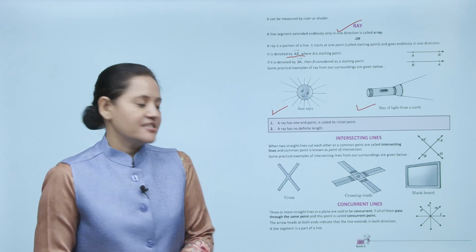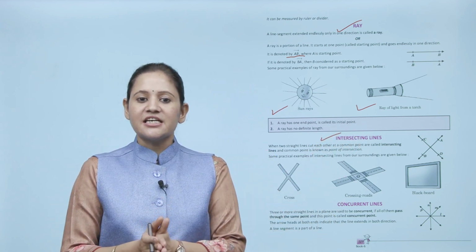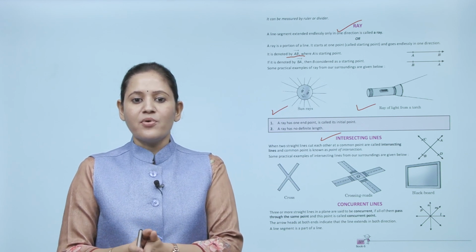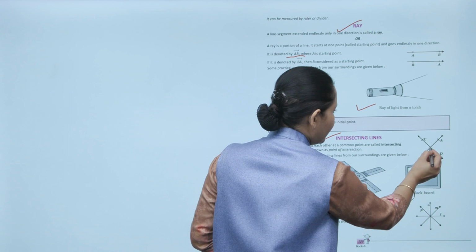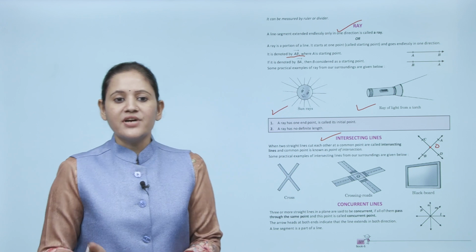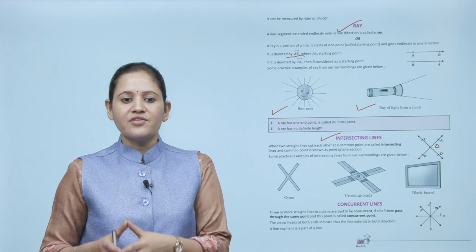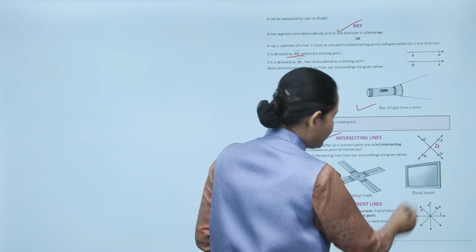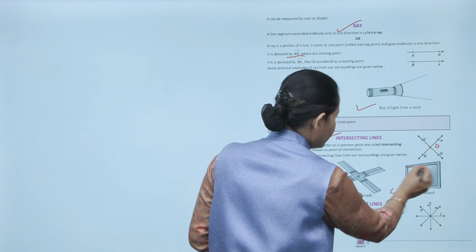Next, intersecting lines. When two straight lines cut each other at a common point, they are called intersecting lines. The common point is known as the point of intersection. Like here, two lines AB and CD are intersecting at this point, suppose this point O, this is known as the point of intersection. Some practical examples of intersecting lines from our surroundings are given below, like this cross, crossing roads, blackboard; all these have a point of intersection.